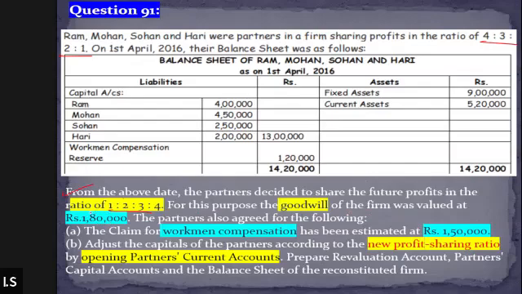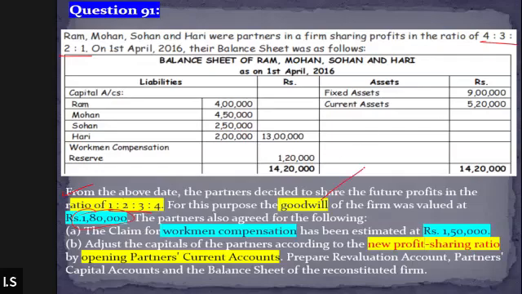So that means this is the self-valued goodwill, right? Everybody agree to that? If it is the self-valued goodwill, I'm sure all of you remember that in case of self-valued goodwill, we need to adjust the value of the goodwill among the partners in the gaining and the sacrificing ratio. Am I right, everyone? Yes or no?